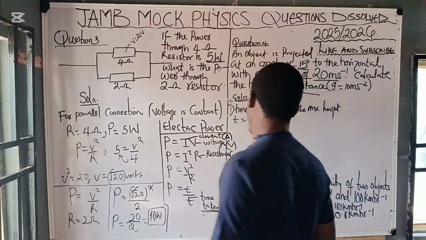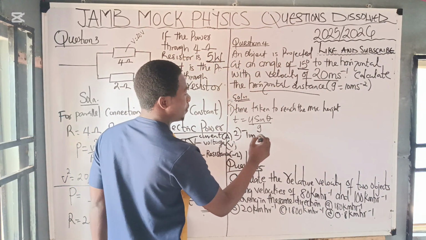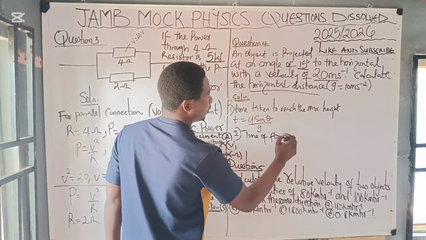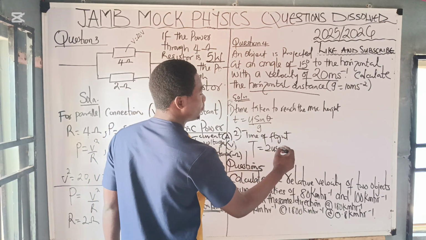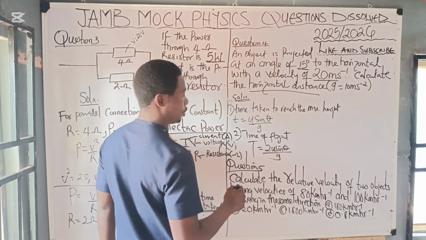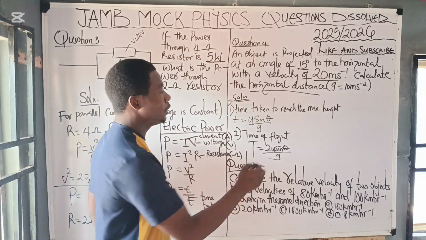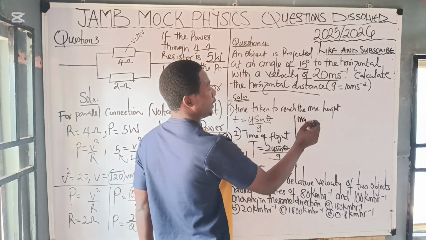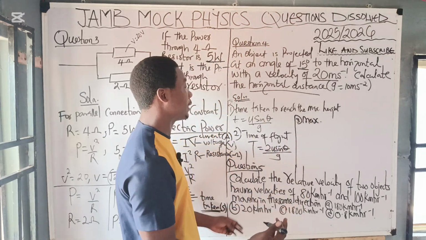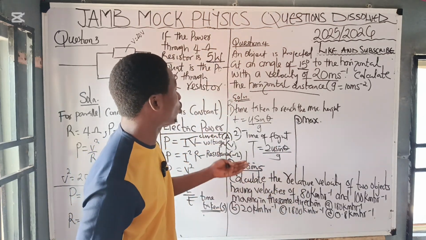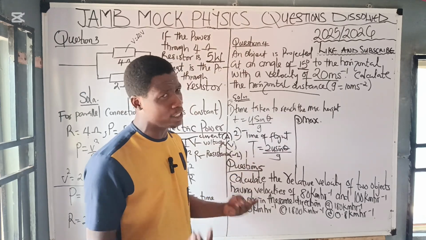Take note of that. Then if you are looking for the time of flight, capital letter T, you have 2u sine theta over g. That means you multiply your time taken to reach the maximum height by 2 to get the time of flight. If you are looking for the maximum height, that's number 3. Maximum height, please write this formula down, in case in your JAMB exam you are told to calculate the time taken to reach the maximum height, or time of flight, or even the maximum height itself.